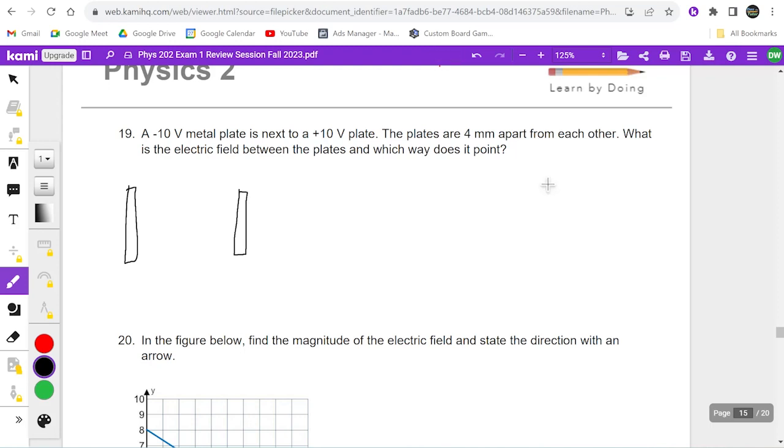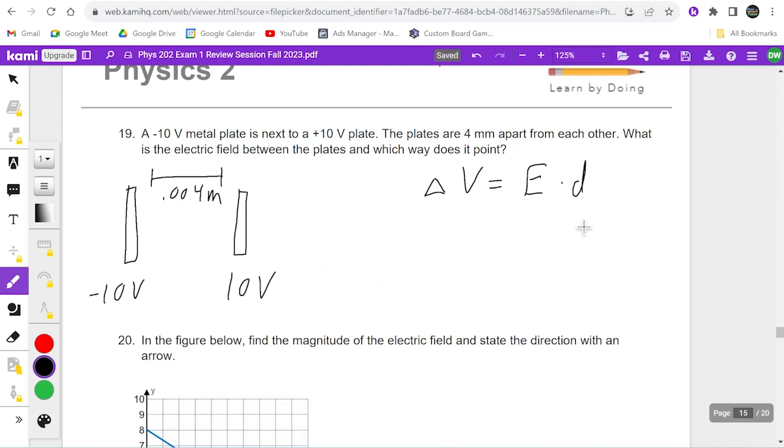Why not? Because when we have a voltage, you better be using this equation: delta V equals E times D. And again, I ignore the negative sign because I already know which way the electric field is going to point. Electric field points away from positive towards negative. So anyways, the first plate's negative 10 volts, this plate's 10 volts, and it's separated a distance of 4 millimeters. I am not going to write 4 millimeters. I'm going to write 0.004 meters.